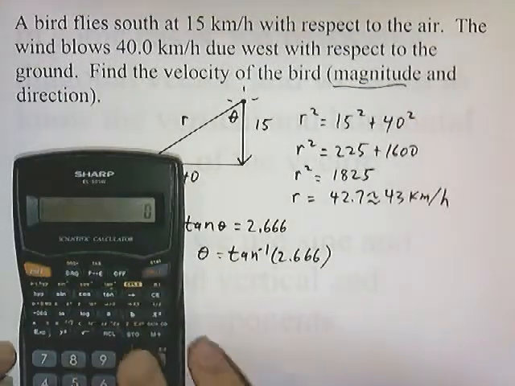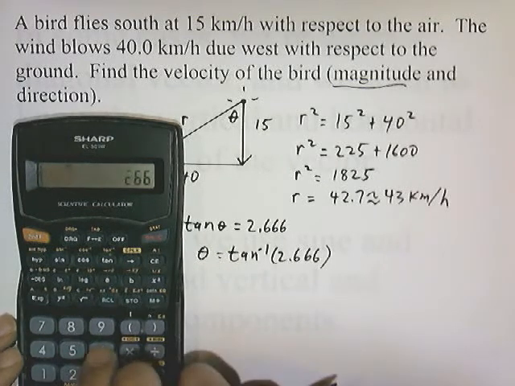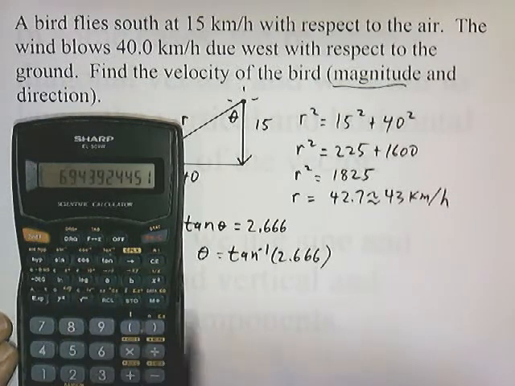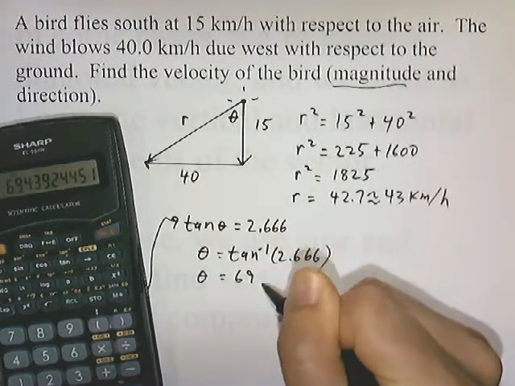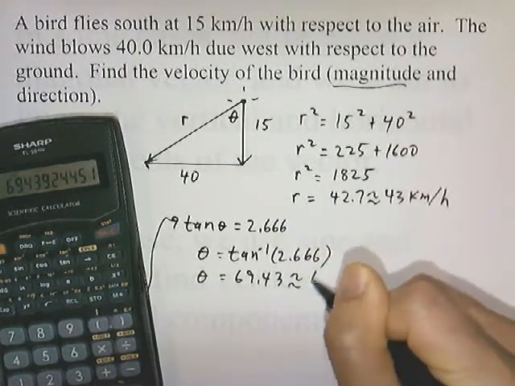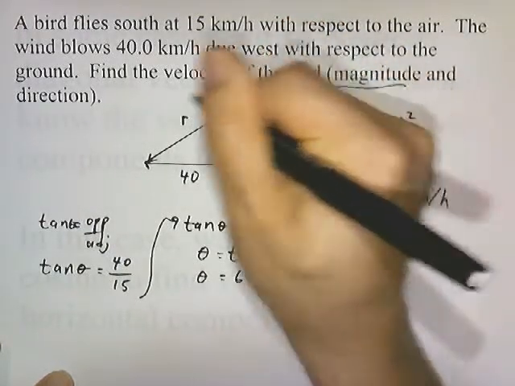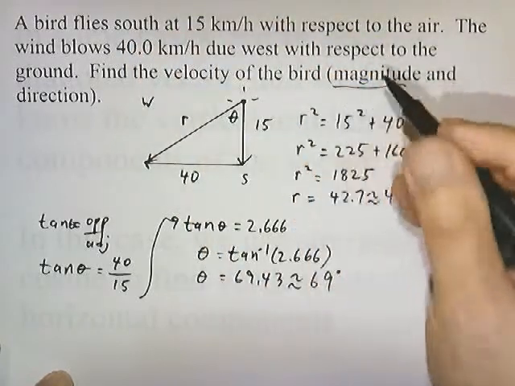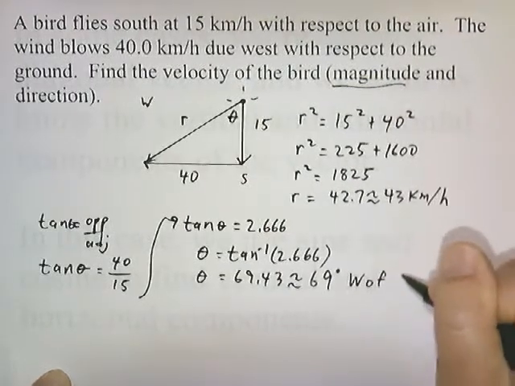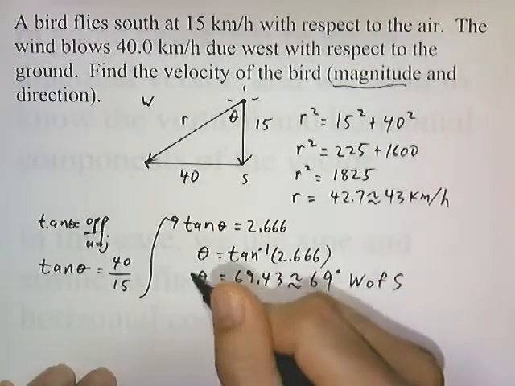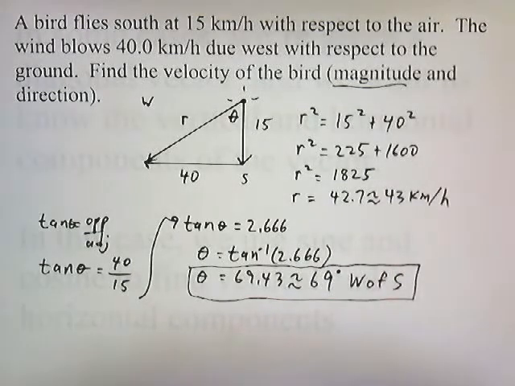And then on this particular calculator, you would do 2.666, second function tangent. I get 69.43. So the angle is 69.43, which is about 69 degrees. Then we need compass directions. Well, down is south, and this direction is to the west. So this is 69 degrees to the west of south. All right, so there's our direction, 69 degrees west of south, and the magnitude is 43 kilometers per hour.